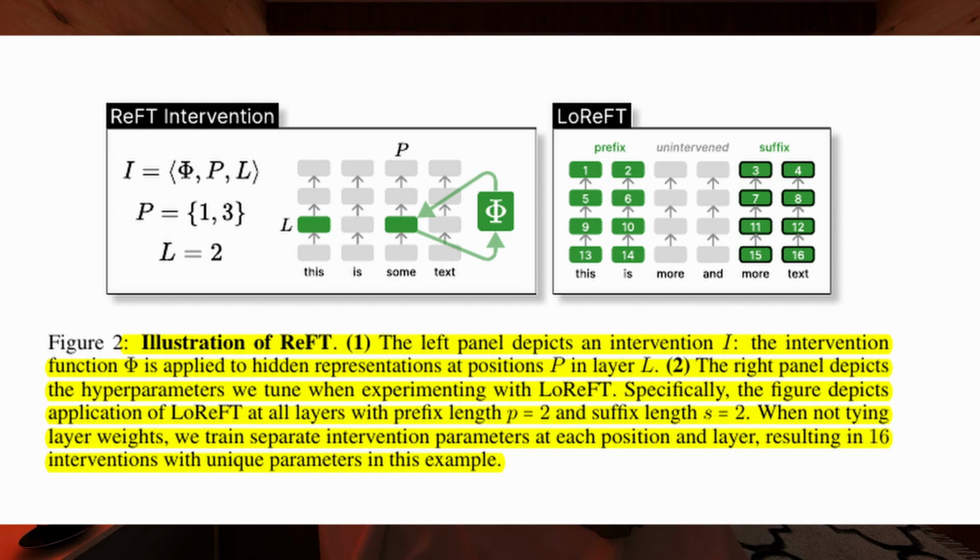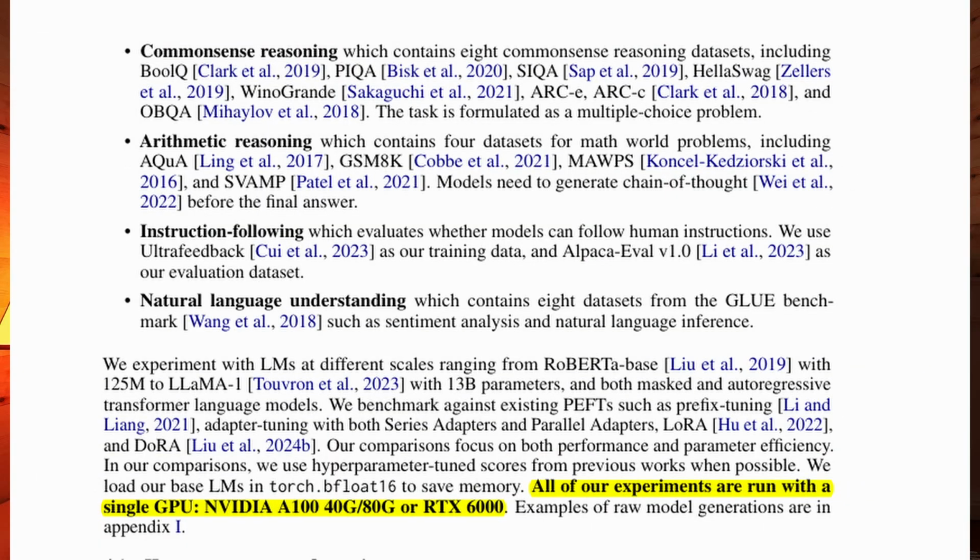Experimental results. The paper evaluates low-rank linear subspace ReFT, or LoReFT, on a diverse set of NLP benchmarks, including commonsense reasoning, arithmetic reasoning, instruction following, and natural language understanding tasks. Compared to existing PFTs like LoRA, adapters, and prefix tuning, LoReFT consistently achieves state-of-the-art or competitive performance while using 10 to 50 times fewer parameters. This remarkable efficiency makes LoReFT a particularly attractive option for fine-tuning large LLMs.